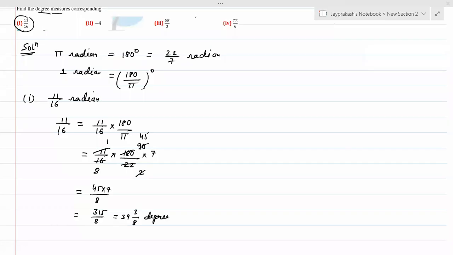Whenever you are going to change radian to degree, at that time you have to substitute the value of pi as 22 by 7.